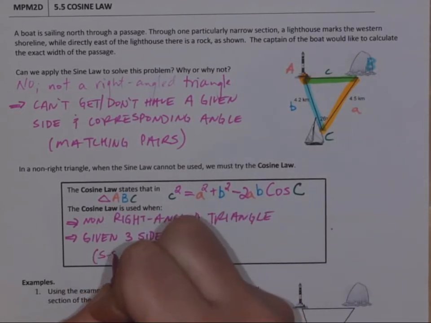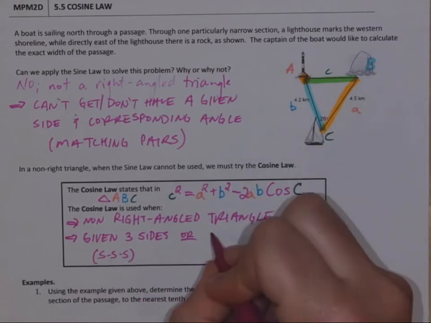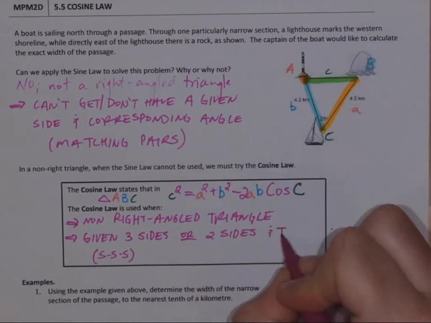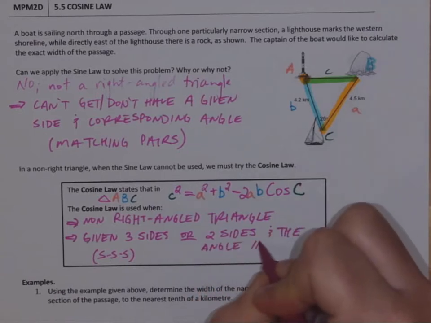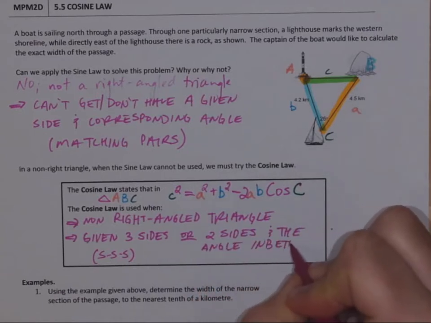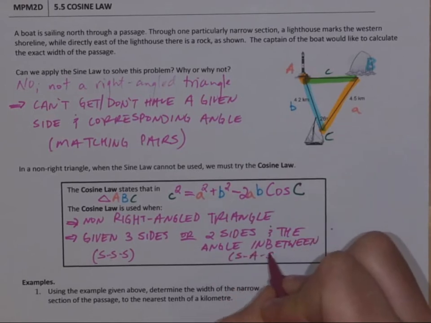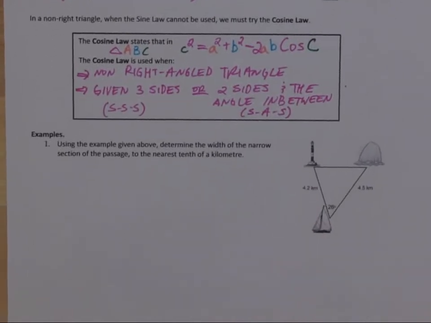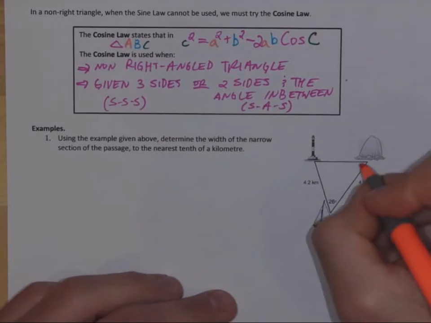Given 3 sides, so side, side, side. Or, in this example above, 2 sides and the angle in between. Side, angle, side. So if we use that above example, let's go ahead and solve it.